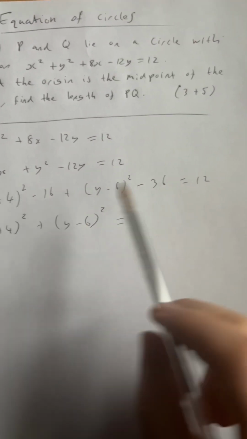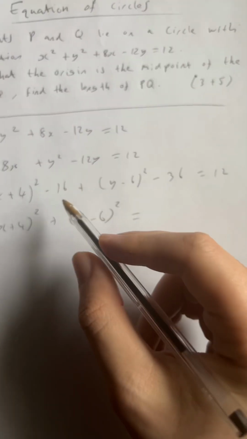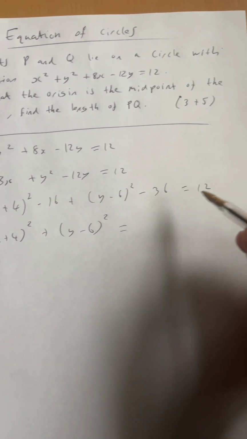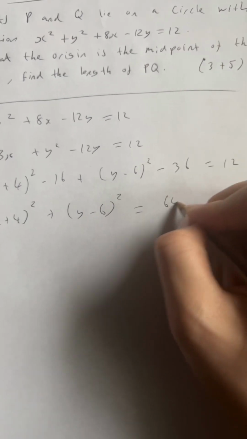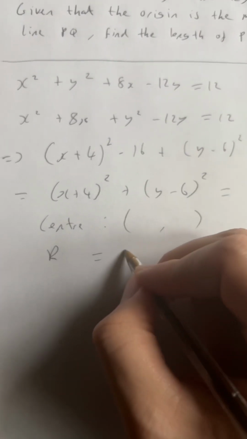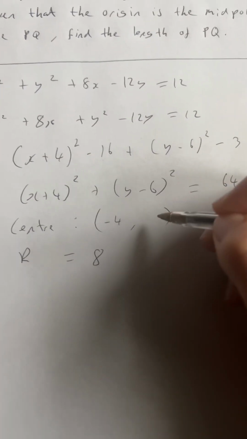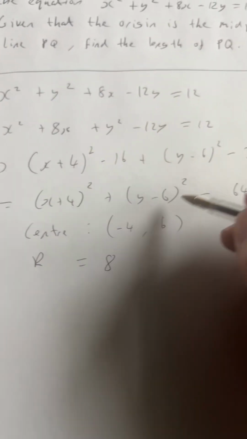Then if we add the 16 and the 36 to both sides, we should get 64, I think. 16 plus 36 is 52, plus 12, yeah, 64. So we know that the radius is going to be root 64, which is 8, and the center is going to be negative 4 and positive 6. Remember to reverse the signs of these 2 values there.